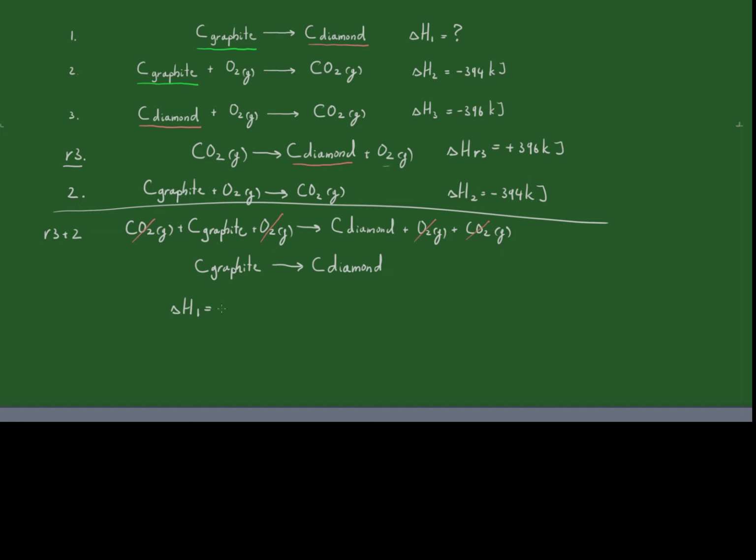So what have we done to figure out delta H of 1? We have added reaction 2 to the reverse of reaction 3. So we're going to add those enthalpies as well. So delta H2 is minus 394 kilojoules plus, and the delta H of the reverse of 3 is plus 396 kilojoules, which means minus 394 plus 396 should be 2 kilojoules. So at the end we can say that the delta H for this particular reaction, so for a conversion of graphite to diamond, is 2 kilojoules.